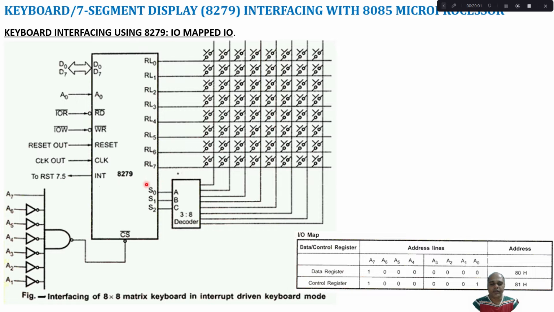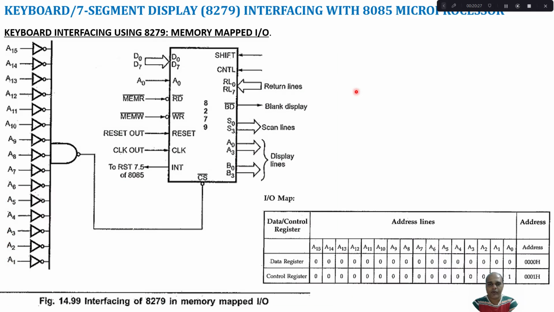So here you see we used 3 scan lines connected to a 3:8 decoder, thereby 8 rows are generated, and there are return lines RL0 to RL7, each connected with a switch. So each interfacing of a row with a column is connected with a switch in a keyboard mode. In a sensor mode, each switch is replaced by a sensor, which is a digital sensor. In a memory mapped I/O mode, the main difference is 16-bit address lines will be used for identifying the I/O device.